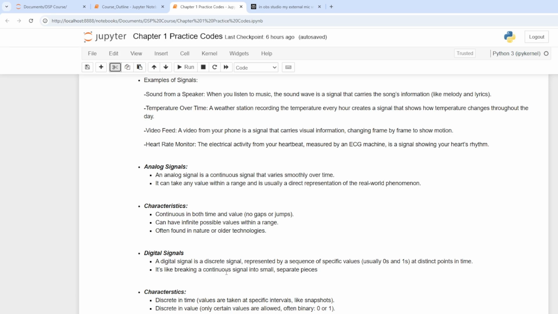Signals mainly can be categorized into analog and digital signals. An analog signal is a continuous signal that varies continuously over time, and it takes values within a certain range, which could be infinite as well, and it is usually a direct representation of real-world phenomena. So it is continuous both in time and value, can have infinite possible values, and an example of such a continuous signal could be temperature, a continuously changing phenomenon.